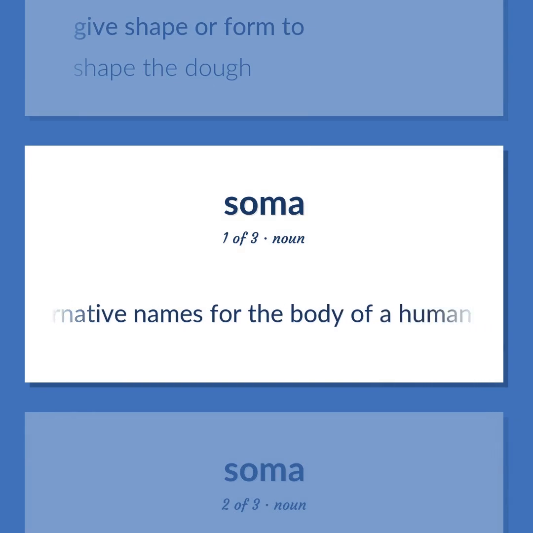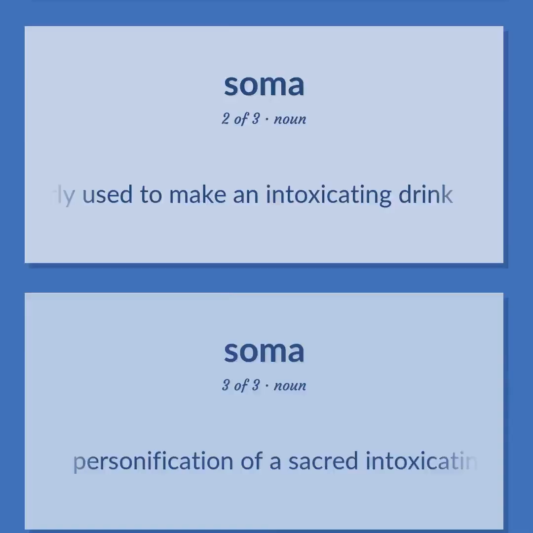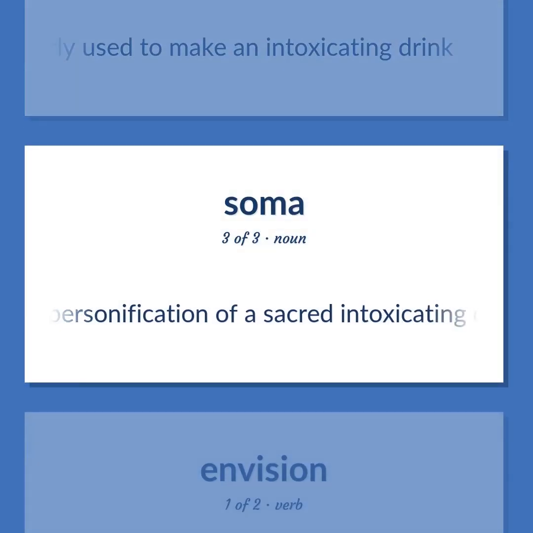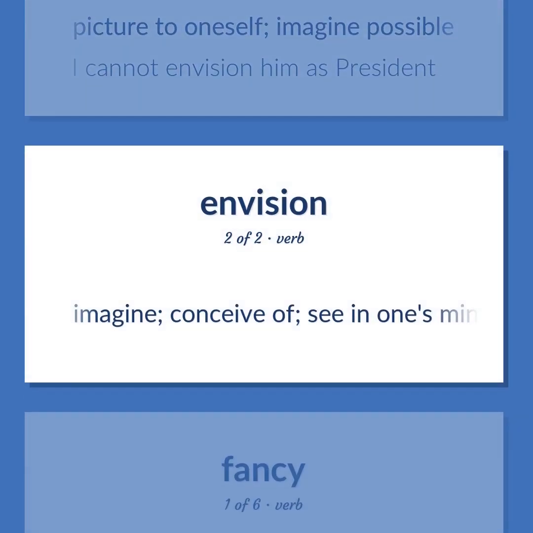Alternative names for the body of a human being. Leafless East Indian vine. Its sour milky juice formerly used to make an intoxicating drink. Personification of a sacred intoxicating drink used in Vedic ritual. Picture to oneself. Imagine possible. I cannot envision him as president. Imagine. Conceive of. See in one's mind.